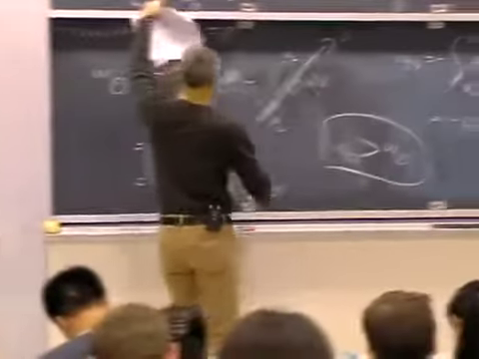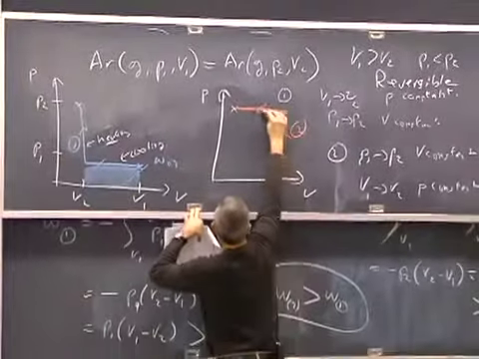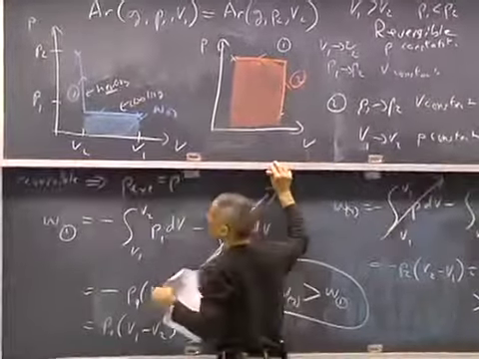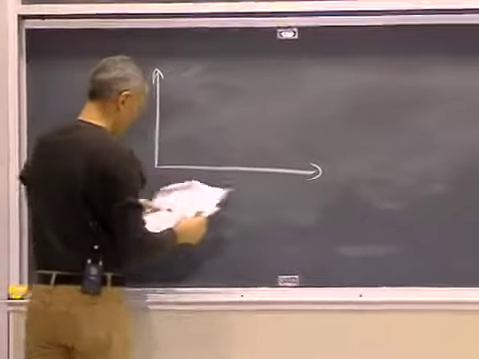So in this case, the amount of work is the area under that curve. And in this case here, the amount of work is bigger. W2 is bigger. And it's the area under this curve here. Now suppose I took these two paths and coupled them together, with one the reverse of the other.